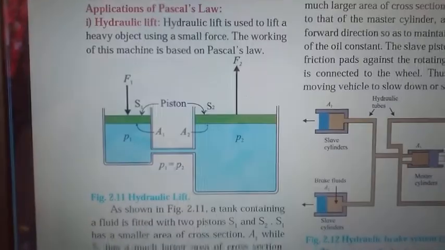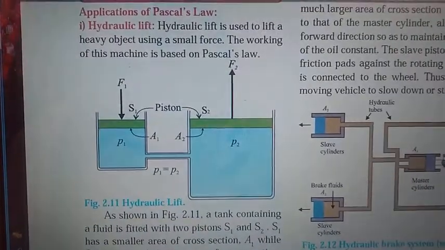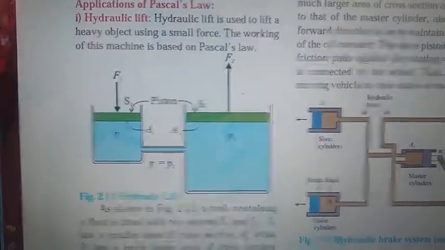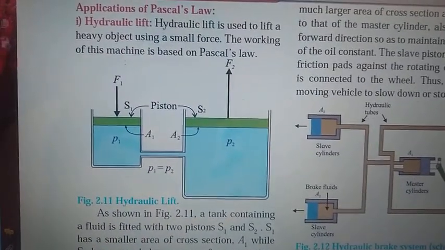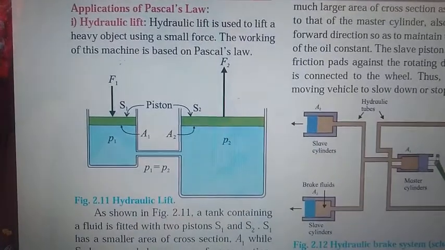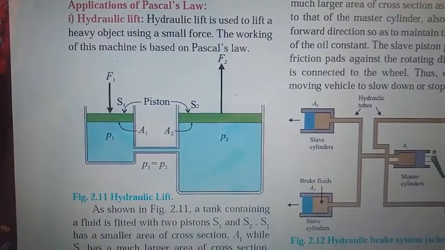Hello students, in this lecture we are going to study the applications of Pascal's law. So basically in your portion there are two applications, hydraulic lift and hydraulic brake. So first of all we'll start with hydraulic lift.